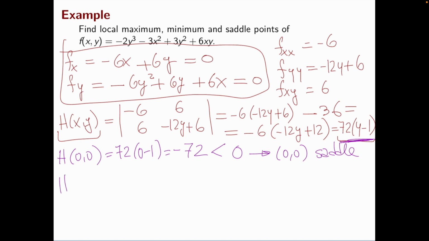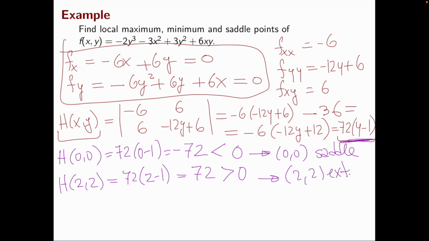So let's calculate the Hessian now at 2, 2. That will be, plugging in here, 72 times 2 minus 1. So this is 72 times 1, which is 72. This is positive. So that means that this is going to be an extreme, meaning this is going to be a minimum or a maximum. So we can deduce here that 2, 2 is extreme.